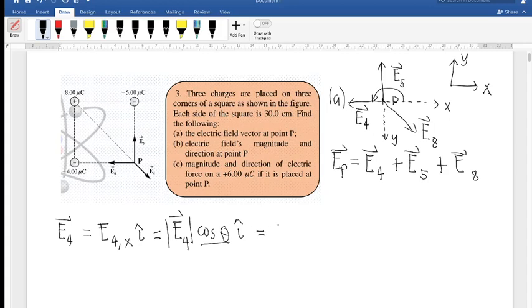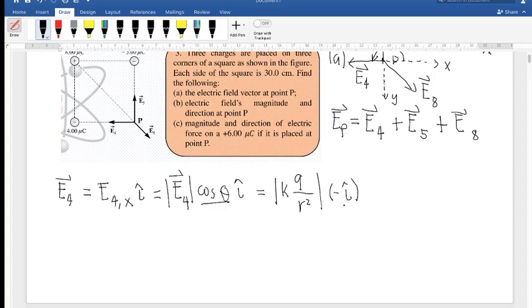So what is the magnitude of E4? By using the formula for your point charge, we have kQ over r squared, tapos meron tayong cosine of 180 degrees, or that is negative i hat. Okay, so meaning negative i hat means that the electric field vector is in the x-axis pointing to the left. So as you can see here, pointing siya sa left.